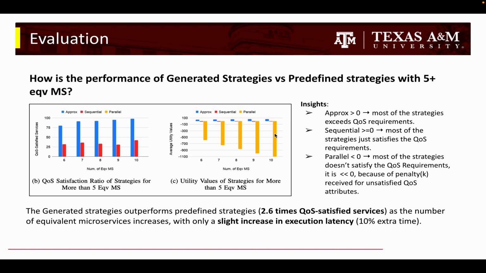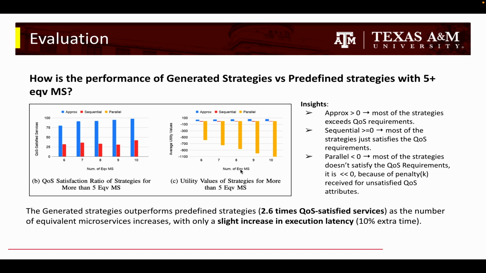That means most of the strategies didn't satisfy the QoS requirement. And one more thing to observe is, for parallel there are much lower negative values because of the penalty k assigned for unsatisfied QoS attributes, hence producing much lower utility index values.